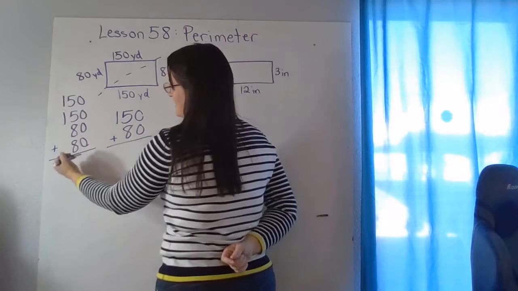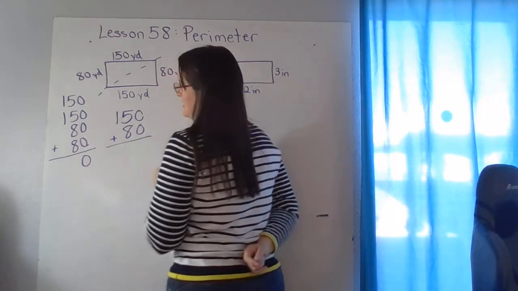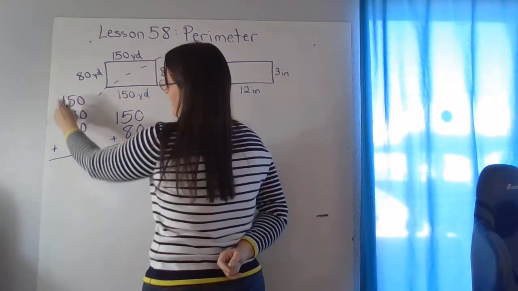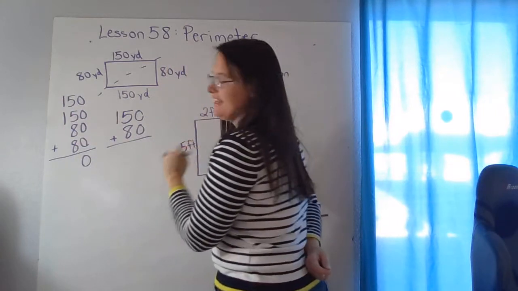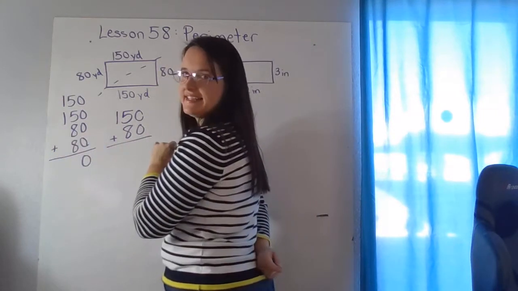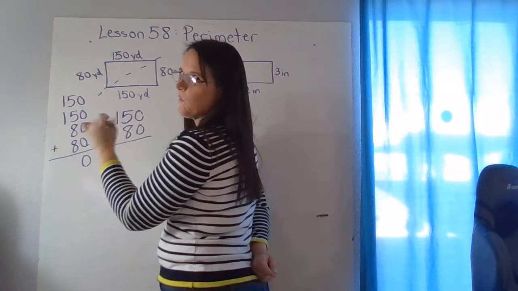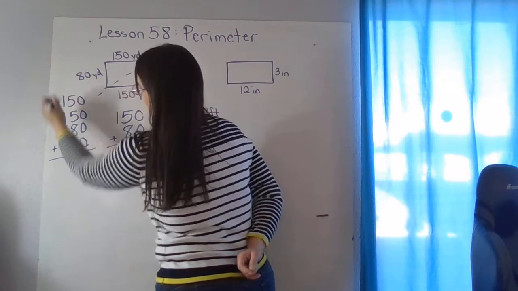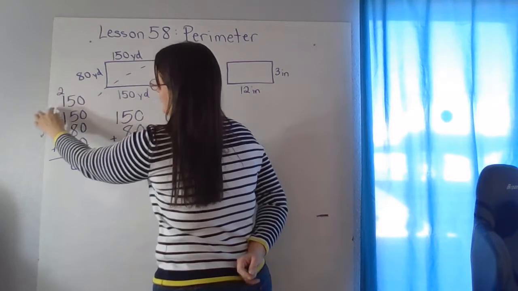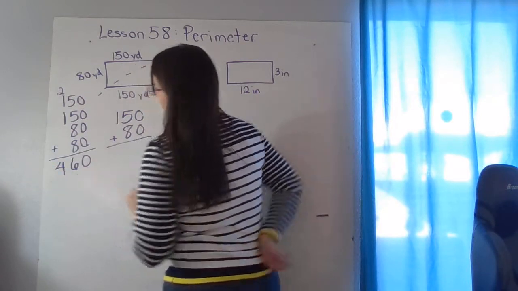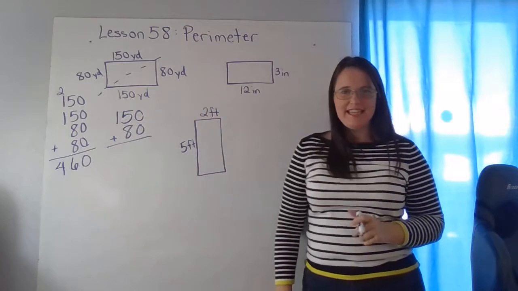So let's solve this. 0, a lot of zeros, that gives me nothing. 5 plus 5 is 10. 10 plus 8 is 18. And 18 plus 8, that would be 26. And then 2, 3, 4. So I have 460. Am I done?